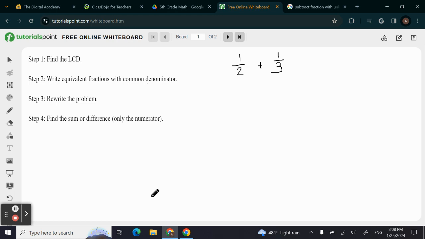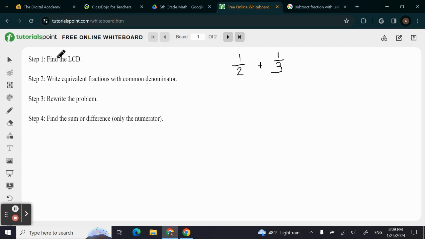For this video, I am going to demonstrate to you how to add and subtract fractions with unlike denominators. So let's go through an example of how to add fractions with unlike denominators.